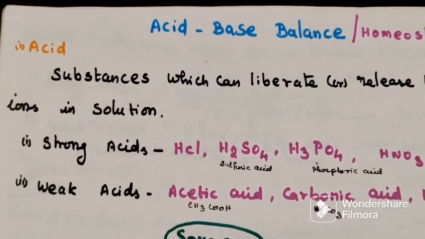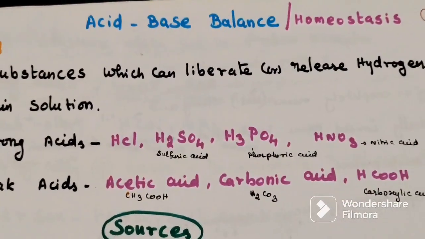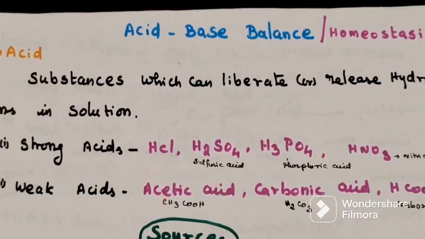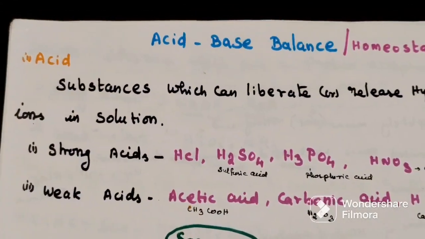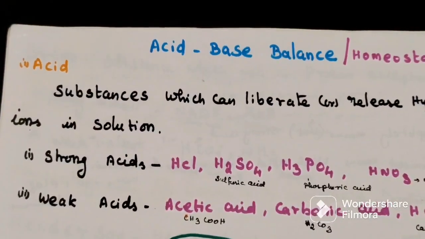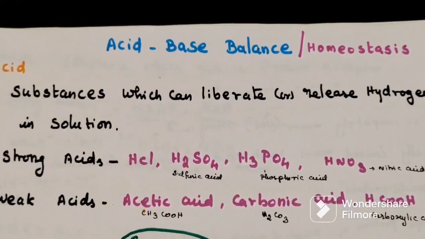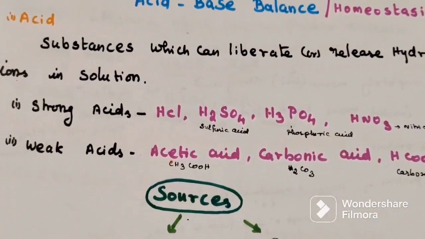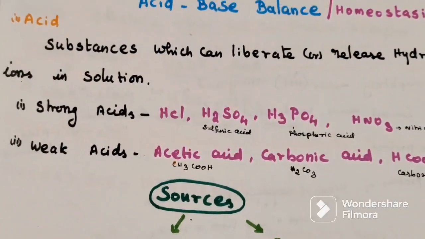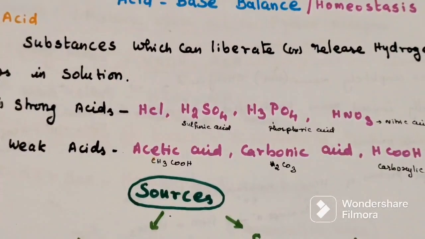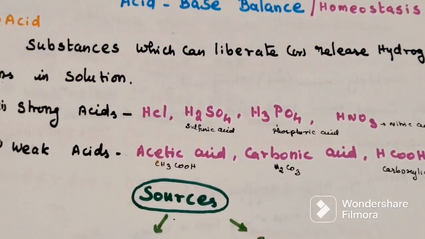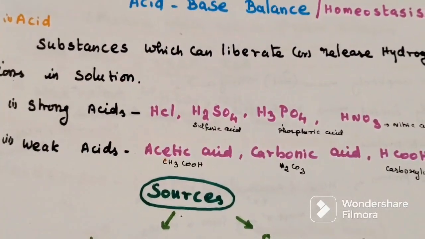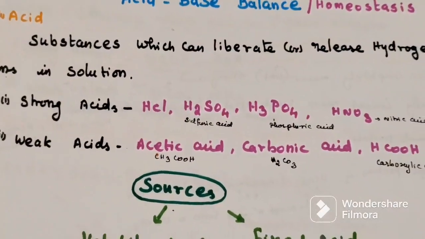Any chemical substance which has the capacity to liberate or release hydrogen ion in a solution is termed an acid. It can be either a strong or weak acid. It depends upon how much hydrogen ion is liberated. Liberating more hydrogen ion means strong acid, and releasing less hydrogen ion means weak acid.